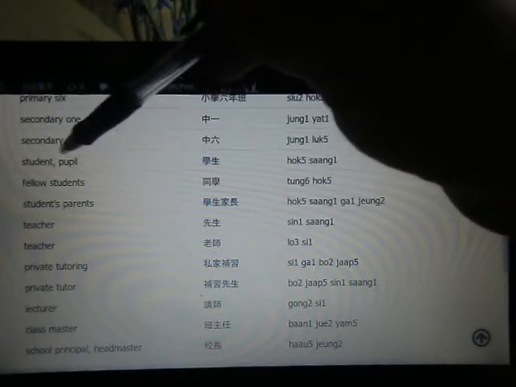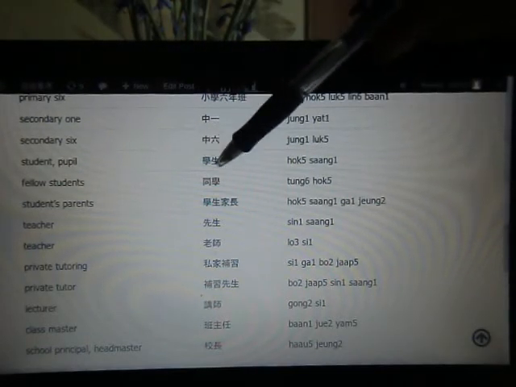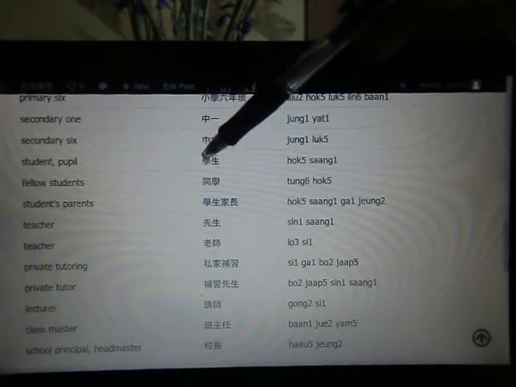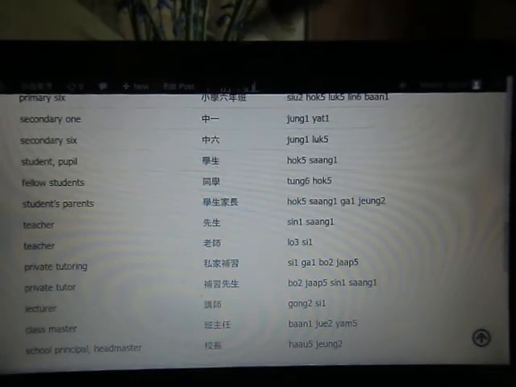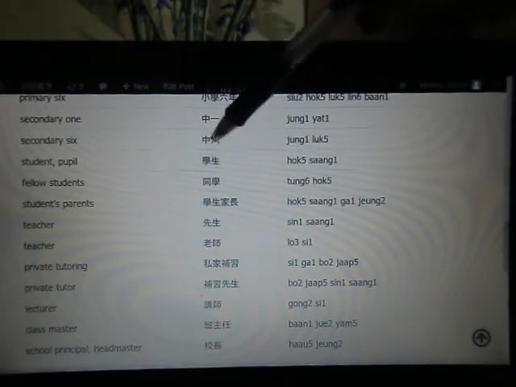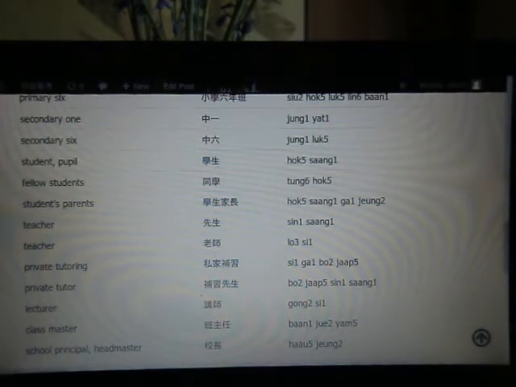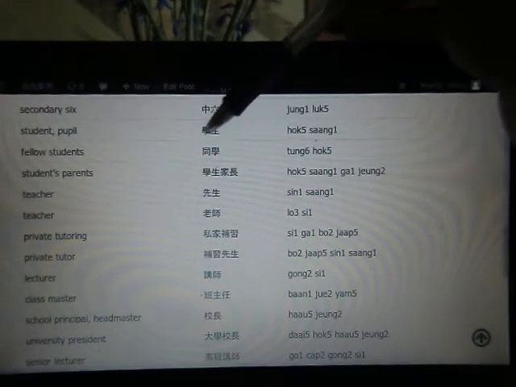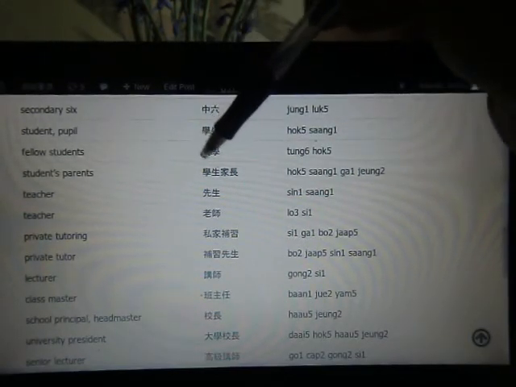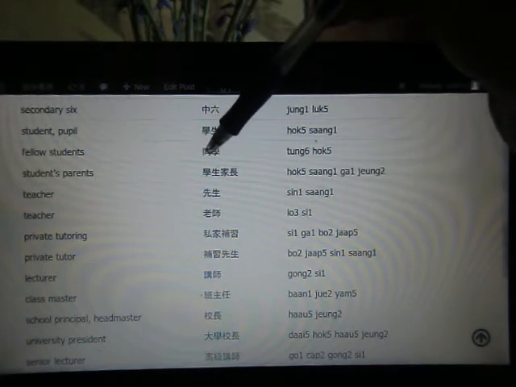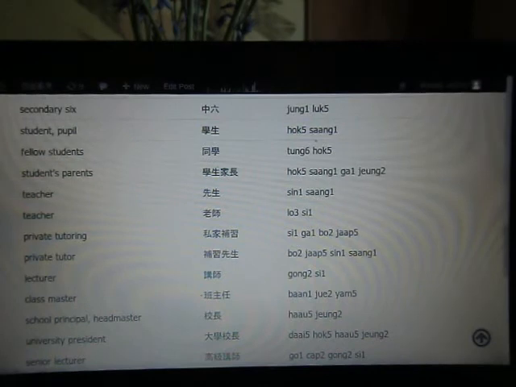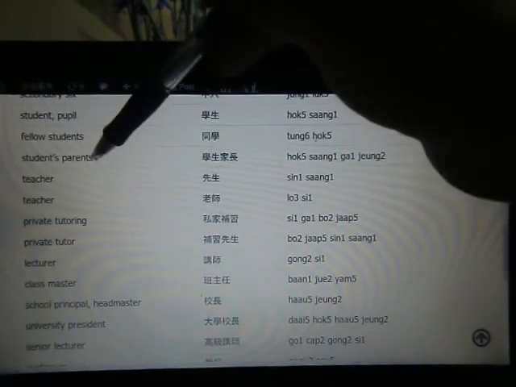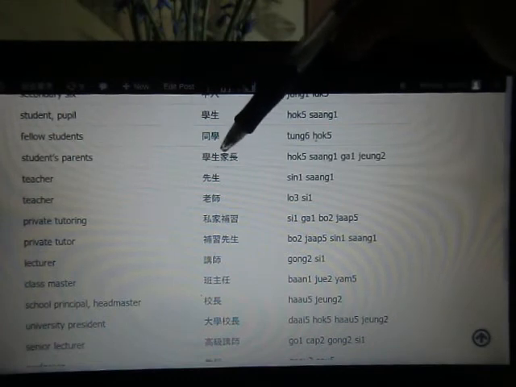And then 學生 is student or pupil. In Hong Kong, we use the word pupil, but then it's just 學生. 學 is to learn, 生 is the person. 生 actually means a male person, but nowadays, whether it's female or male, it's the same thing. It's 學生. And then we have 同學, a fellow student. 同 means together, study together. 同學 actually is a noun meaning fellow students.